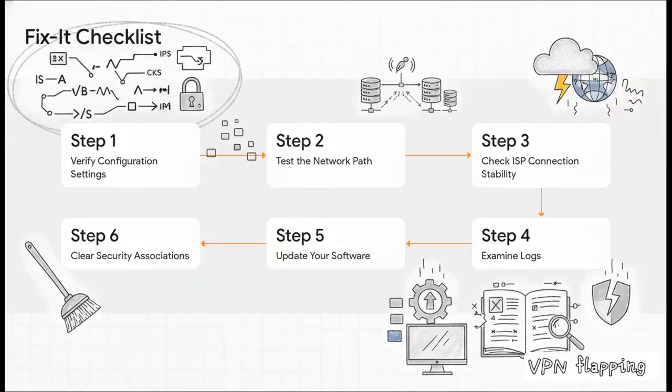After that, check your general internet stability. Is everything else working okay? Then you can start digging into the logs from your VPN client and your firewall, looking for specific error messages. And of course, make sure your software is up to date. And as a last resort, try clearing out those old security associations we talked about.